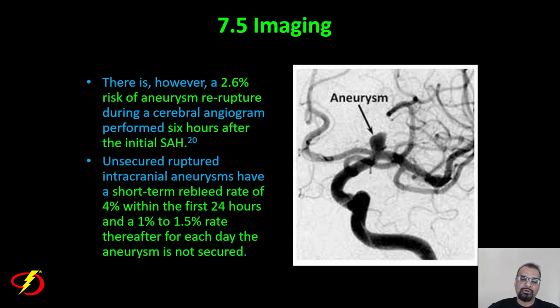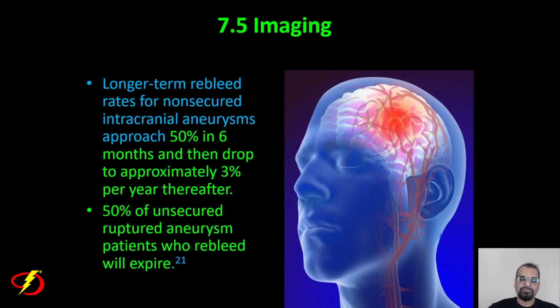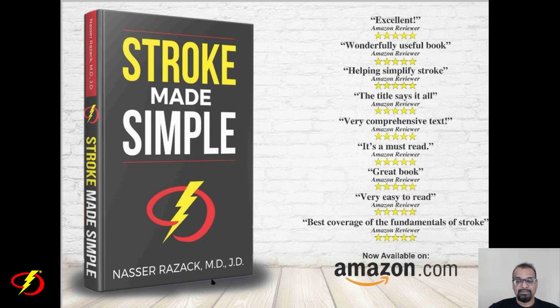Unsecured ruptured brain aneurysms have short-term rebleed rates of 4% within the first 24 hours and a 1 to 1.5% rate thereafter for each day the aneurysm is not secured. As we go into more long-term rebleed rates for non-secured brain aneurysms, this approaches 50% in 6 months and then drops to approximately 3% every year thereafter. But here's the thing, 50% of unsecured ruptured brain aneurysm patients who rebleed will expire. So that's a very high number. That's why it's very important we do not miss these brain aneurysms.